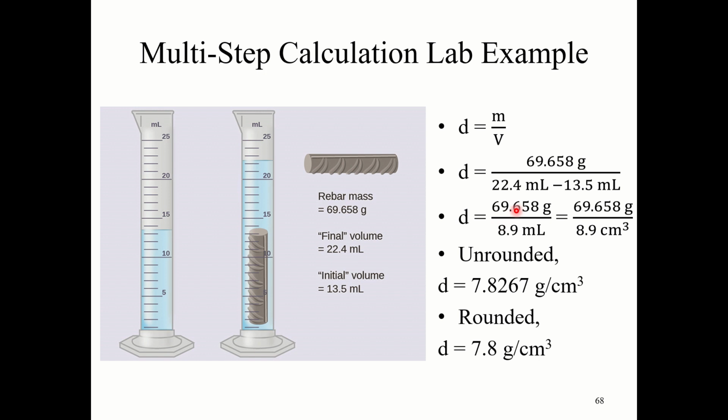So now I take 69.658 grams divided by 8.9 milliliters, or 8.9 centimeters cubed, since a milliliter and a centimeter cubed are the same. Unrounded, this gives 7.8267 grams per centimeters cubed, but I need to round to 2 sig figs, since this number has 2 sig figs. So my final answer would be 7.8 grams per centimeters cubed. So this rebar has a density of 7.8 grams per centimeters cubed.